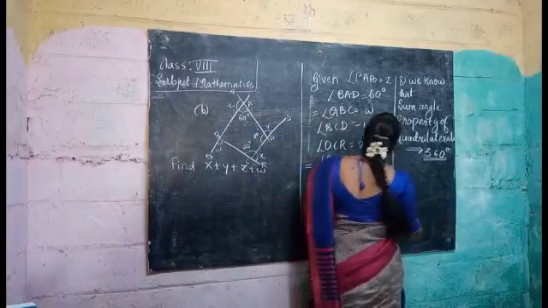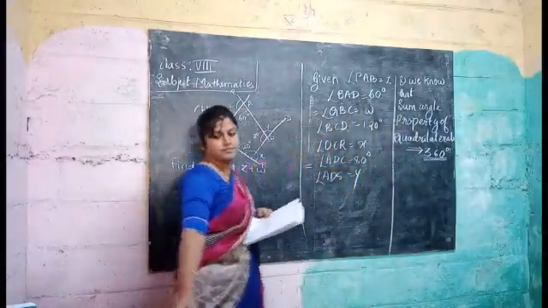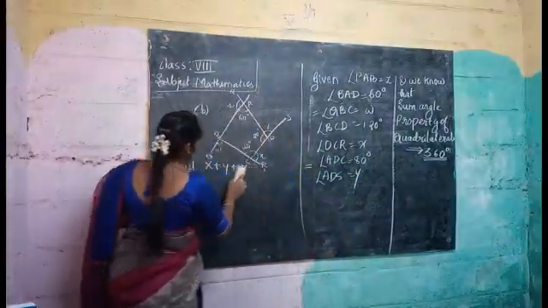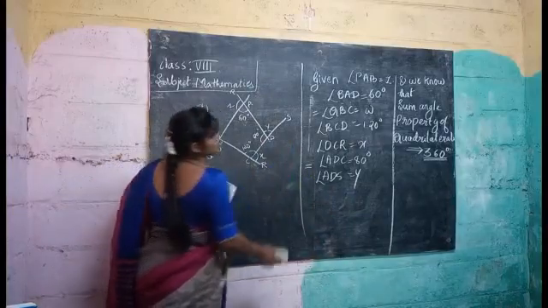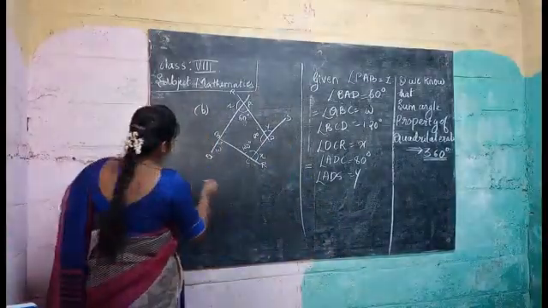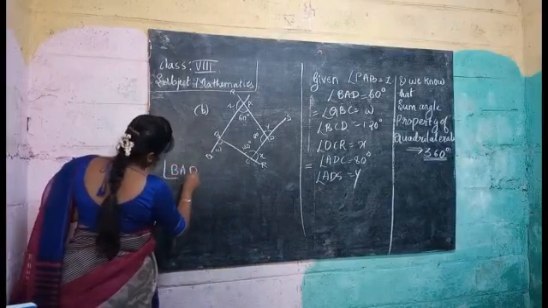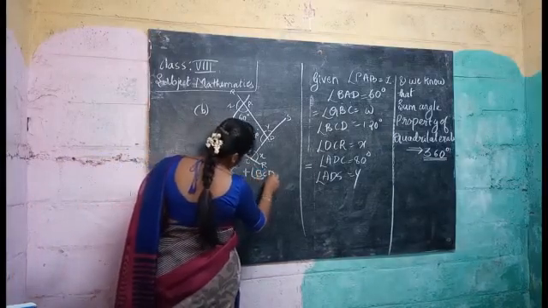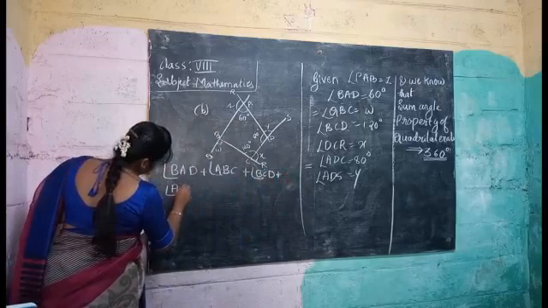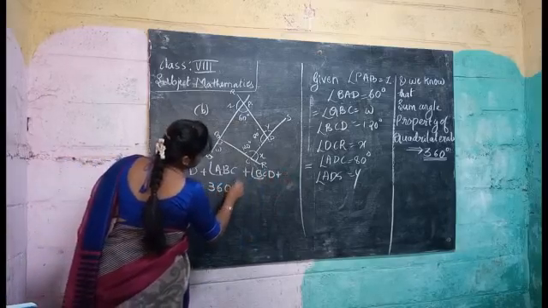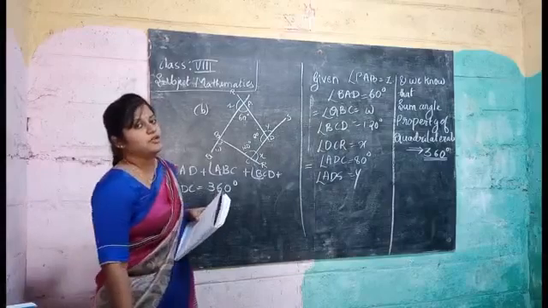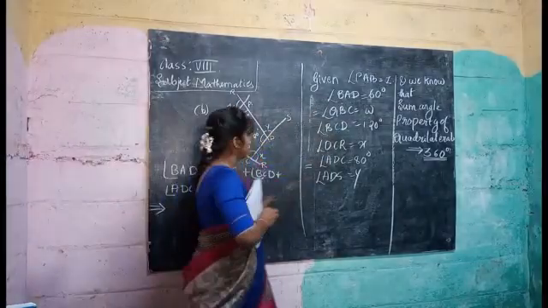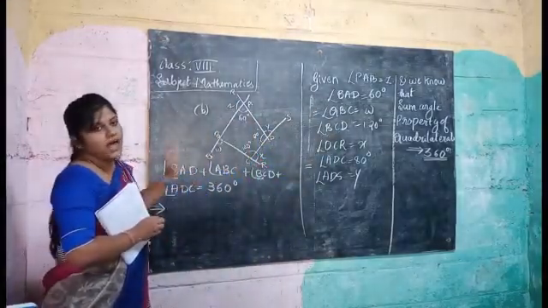So I will write it here. I'm solving in this part. So we have angle BAD plus angle ABC plus angle BCD plus angle ADC is equal to 360 degrees. This is the property of a quadrilateral. So in this we have to apply all those angle values, and we'll prove our equation.